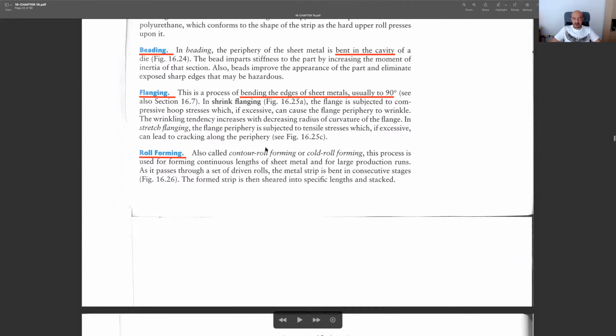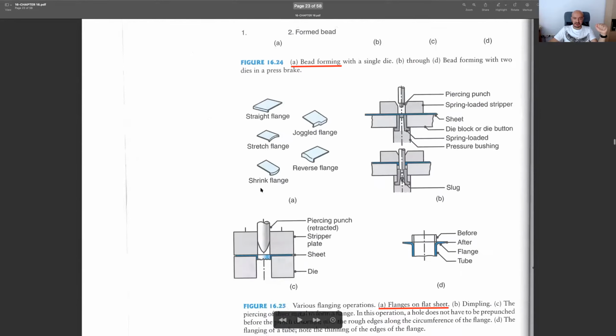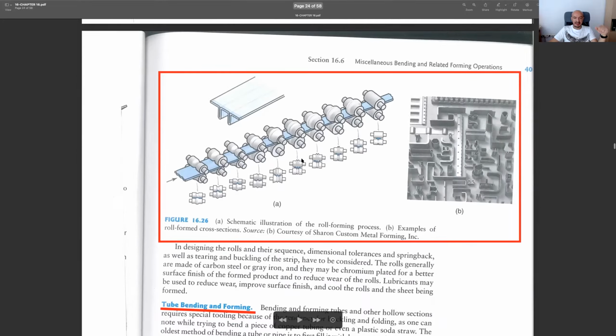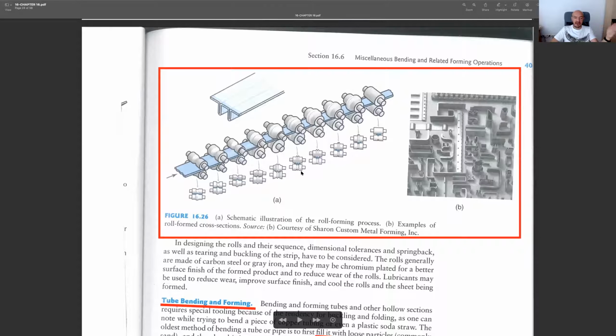And then we have roll forming. Actually, this one is a kind of a rolling operation. If you remember, we discussed the rolling operations in chapter 13, as far as I remember. This is somehow in between bending and rolling. So that's why they call it roll forming.